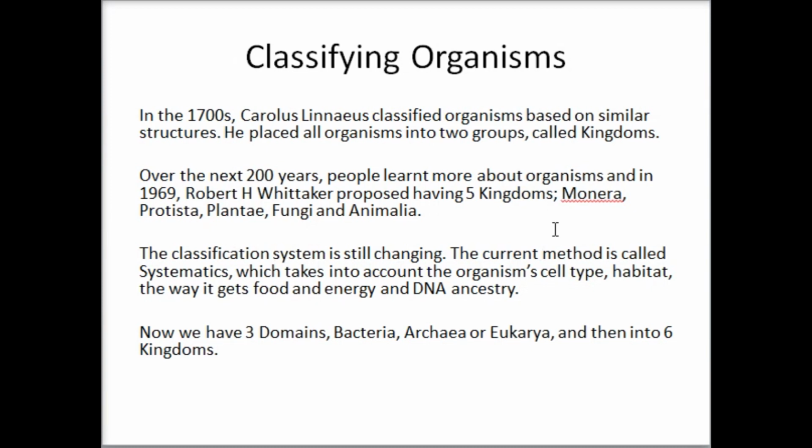So if you want to pause it and read it, you can, but I just kind of summarized it for you. So Carolus Linnaeus, he's the one that came up with it in the 1700s. He only had 2 kingdoms. And then over the next 200 years or so, it developed and developed and developed. And now we have 3 domains and we have 6 kingdoms. And our system is called systematics.